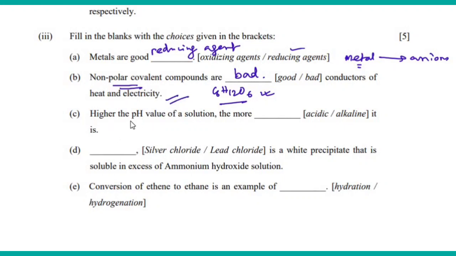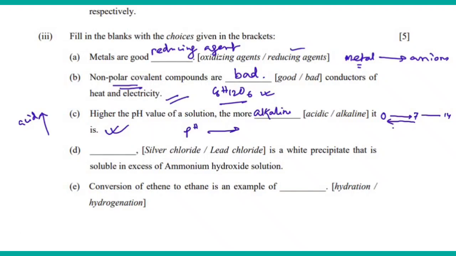Okay. See, the higher the pH value of a solution, the more acidic or alkaline it is. We know that pH 0 to 7 is acidic, 7 to 14 is alkaline. As we go from 7 to 0, that is pH value decreases, the strength of acid increases. Therefore, the higher the pH value of a solution, the more alkaline it is. Okay, pH value increases, so the strength of acid decreases. Reverse. D. Silver chloride or lead chloride is a white precipitate that is soluble in excess of ammonium hydroxide solution.